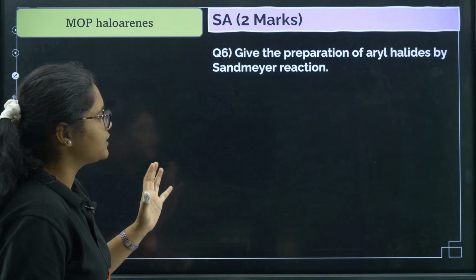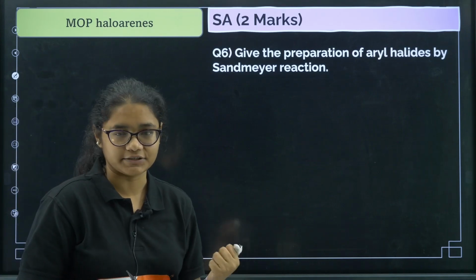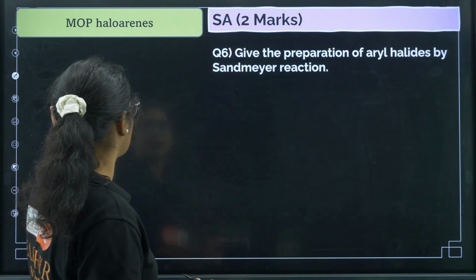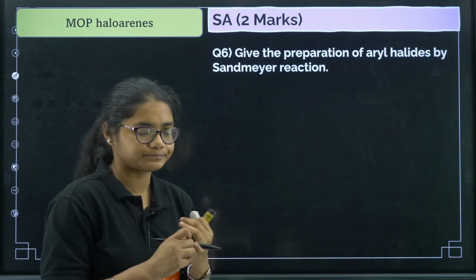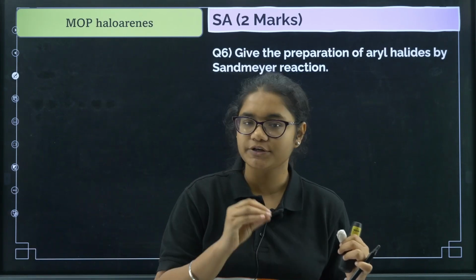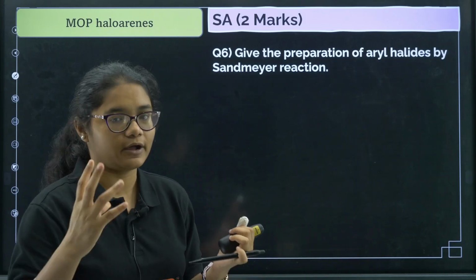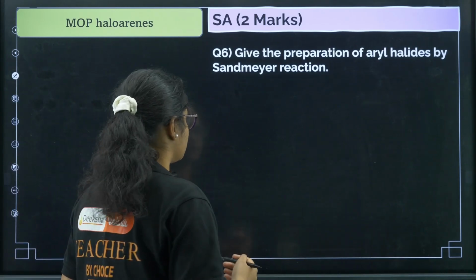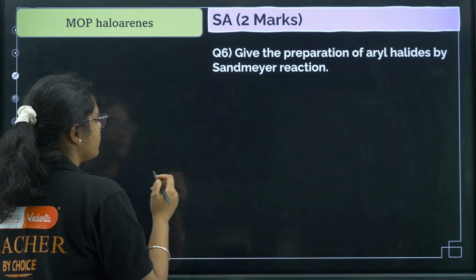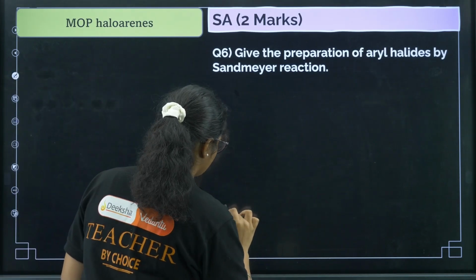Give the preparation of aryl halides by Sandmeyer reaction. So we are still in the preparation now. We have done the preparation of haloalkanes, some questions. Now we are doing the preparation of haloarenes. Sandmeyer reaction. So if you remember, I'll write the reaction, then always try to know the definition.